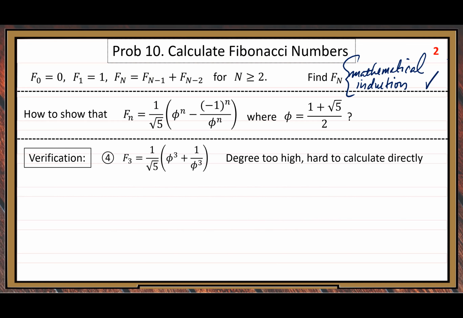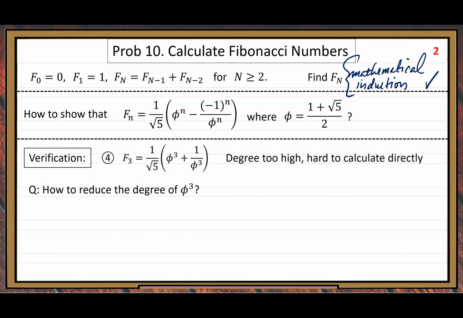You raise the golden ratio number to the cube. How much computation work do you need to do? Think about that. A little scary, right? Most of you, I believe, feel a little scary here. So we need to find an alternative way to avoid that kind of messy computation.